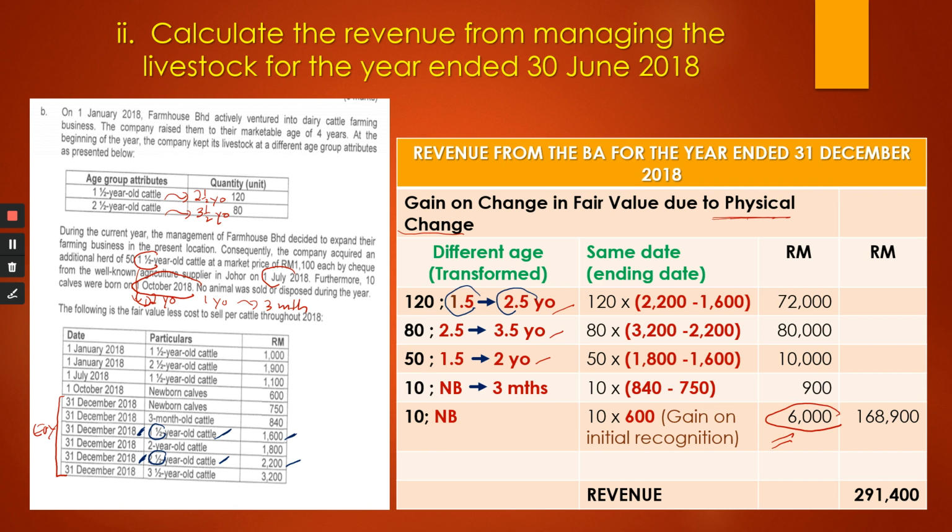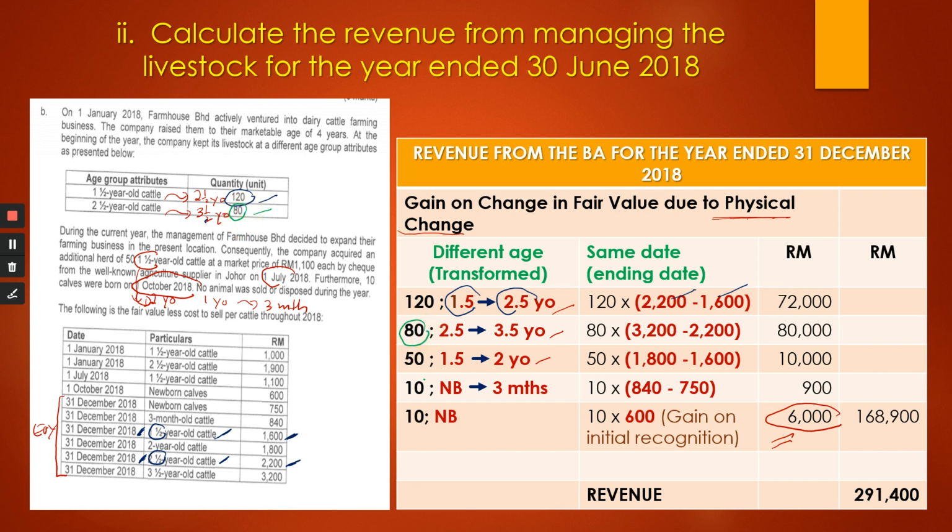And you have the price was 2,200. So the change in these two prices will be this minus this, and you will multiply with 120. This is the units, 120. Then you go to the second part, where the 2.5-year-old will now grow to become 3.5-year-old. We're referring to this. Now we're talking about the second part. We use a different color. So here, the unit is 80.